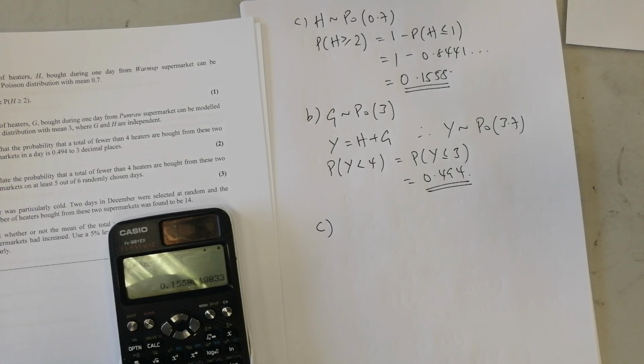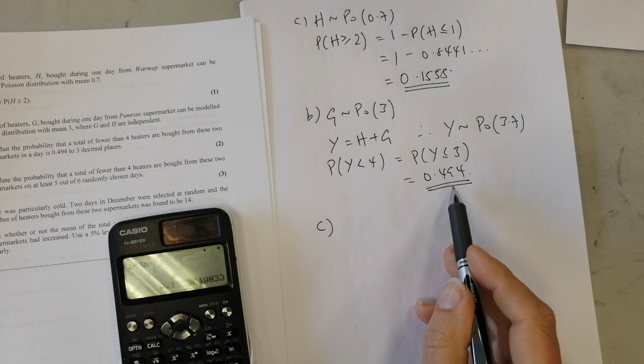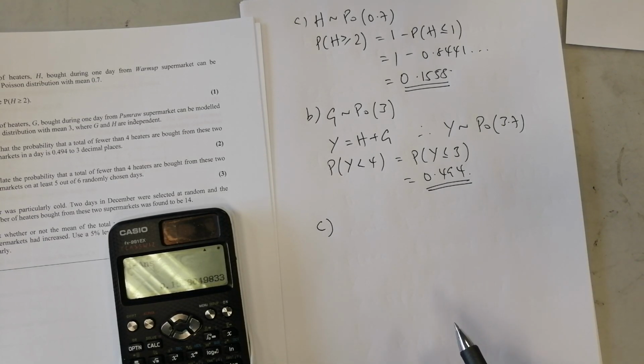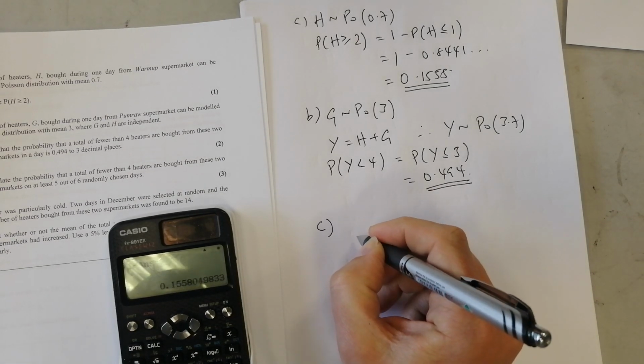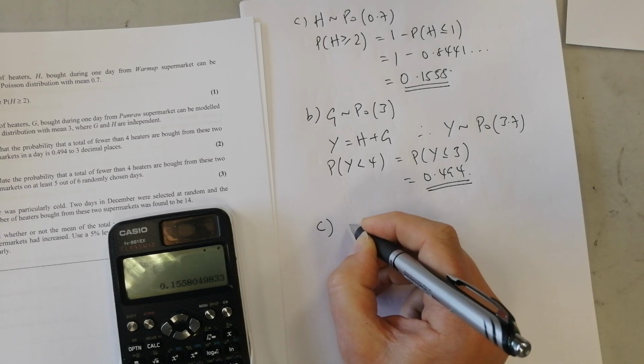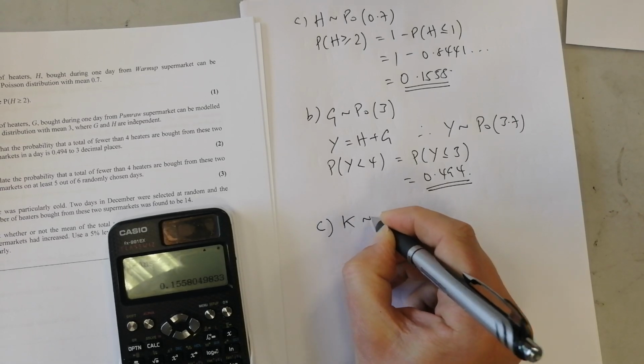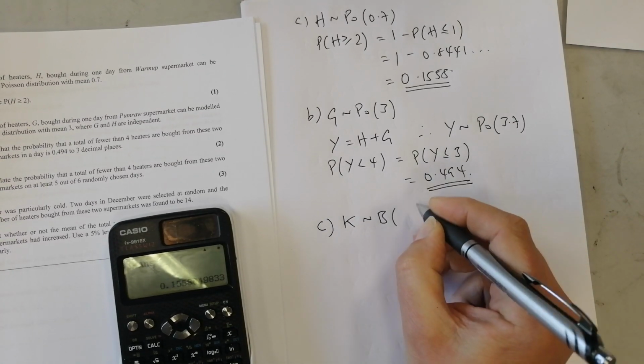Calculate the probability that fewer than 4 heaters are bought from these 2 stores on at least 5 of 6 randomly chosen days. So now we've got 6 days, and the probability of buying 4 heaters or more is that on each day. That fulfills our criteria of being binomial again. So we'll call this, what should we call it now? I'll go with K, since the mark scheme uses K. Is there a good reason for K? Who knows? That's that. K is distributed binomially.